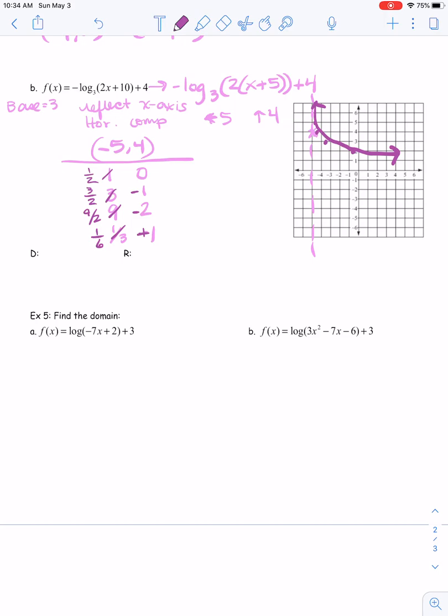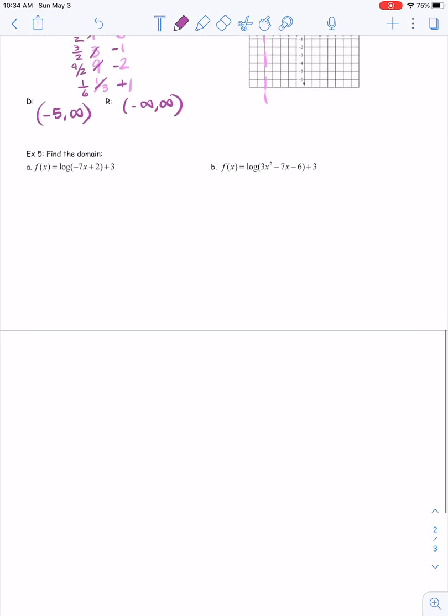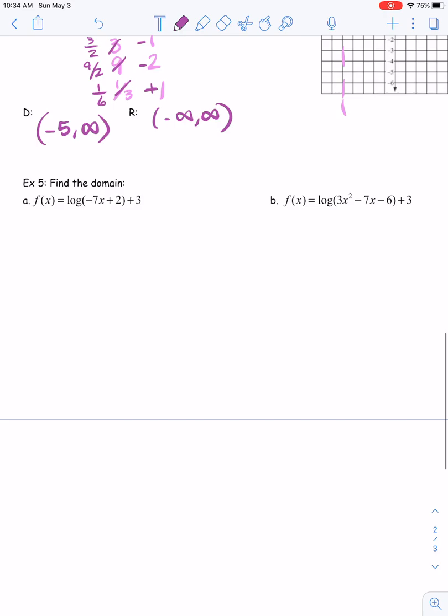Domain, so those are those x values. That vertical asymptote is going to help you decide where your domain starts. Well, that would be at -5, and it would go all the way to infinity. My range, always negative infinity to positive infinity. Okay? And then the last two. It wants us to find the domain, but without graphing.